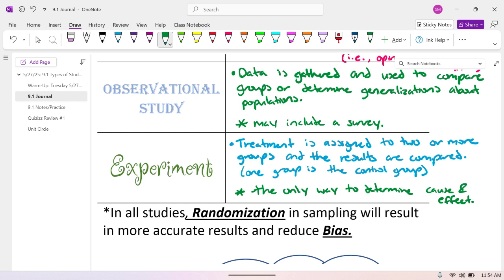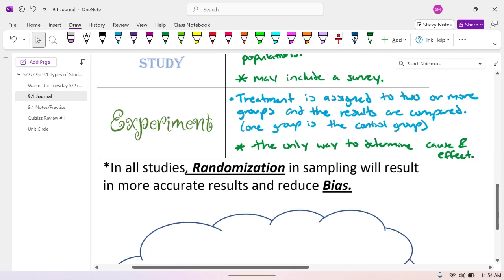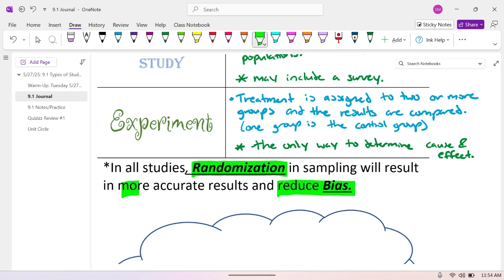Now, in studies, all studies deal with randomization and sampling, which will result in a reduction of bias, so more accurate results. So what do you guys think of when you think of bias? What does bias mean? In favor of one thing over another. All right. Sometimes you can think you're as fair as fair can be, but there's always going to be a personal bias. It may just be something psychologically ingrained into you and you don't realize that you're doing it. All right.